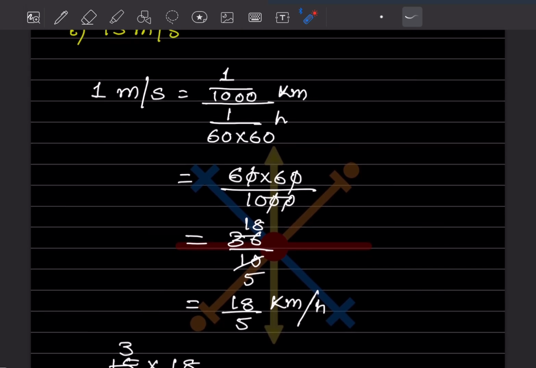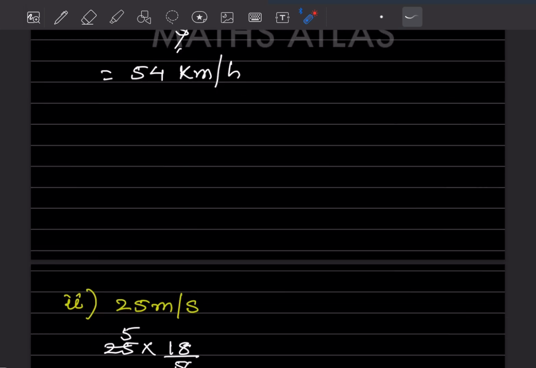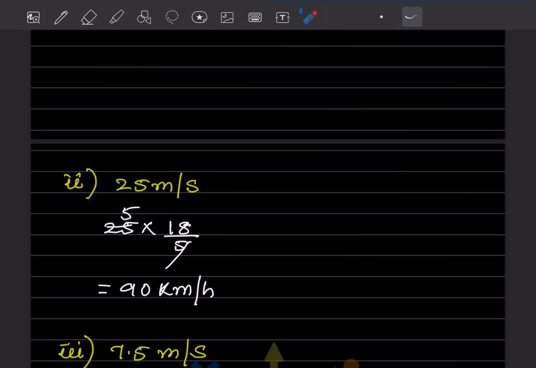So now here is 15. So 15 multiplied by 18 by 5. 5 ones are, 5 threes are. So this will be 54 kilometer per hour. Here again we don't have to do all that. You only have to multiply by 18 by 5. So 25 into 18 by 5. 5 ones are, 5 5s are. So that is going to be 90 kilometer per hour.